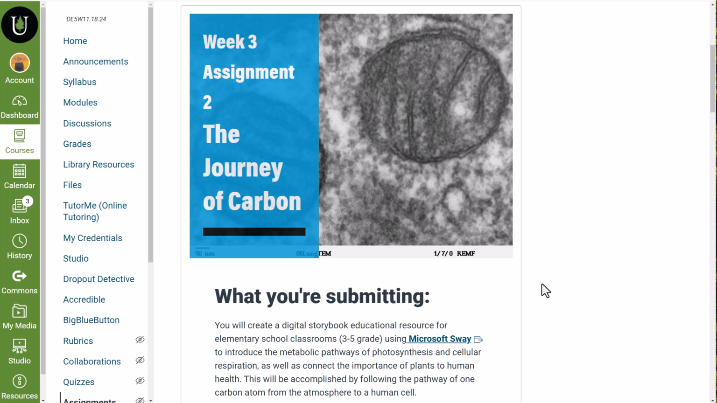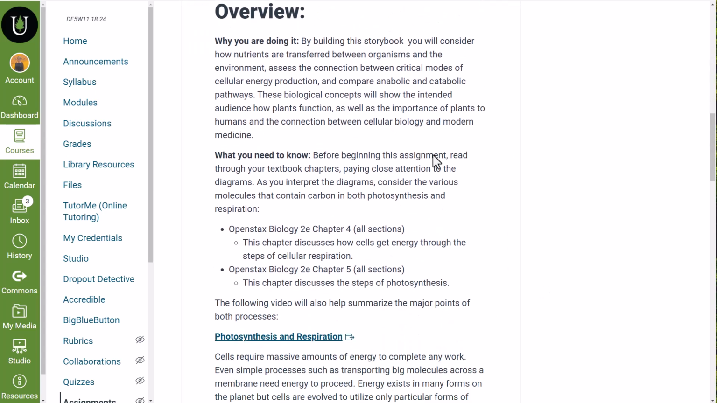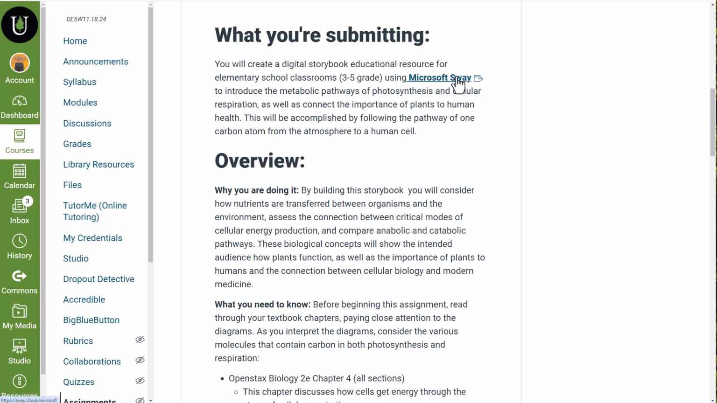And we're going to create a storybook for elementary school age children that will allow them to kind of see what is happening to the carbon. Where is it going? We want to allow them to see that and to visualize that. I'm going to use Microsoft Sway. There's a link to it here.